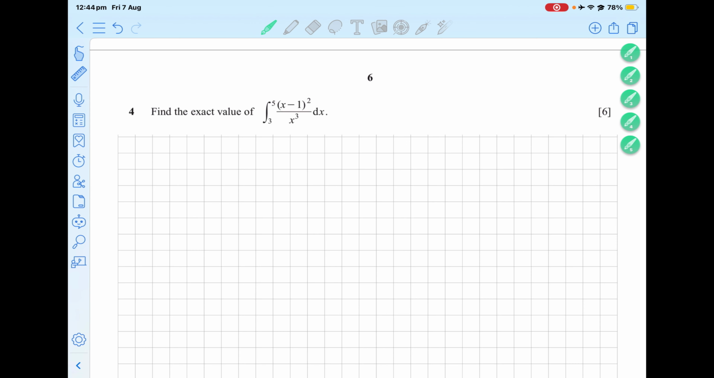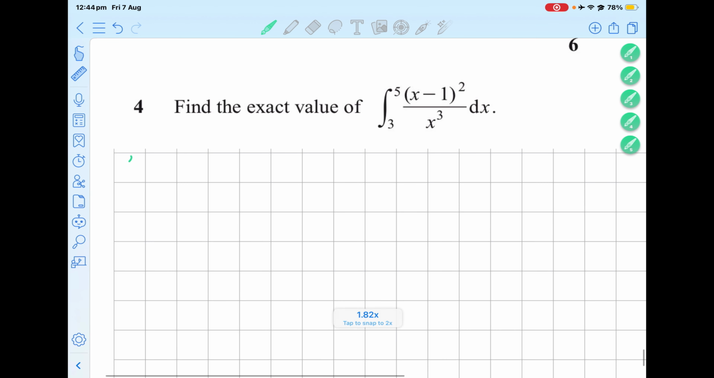Okay, so what is the exact value of this? So the exact value, so what is x minus 1 whole squared equal to? Well, if we expand that, that's just x squared minus 2x plus 1. And then I divide that by x cubed, these are all upon x cubed.